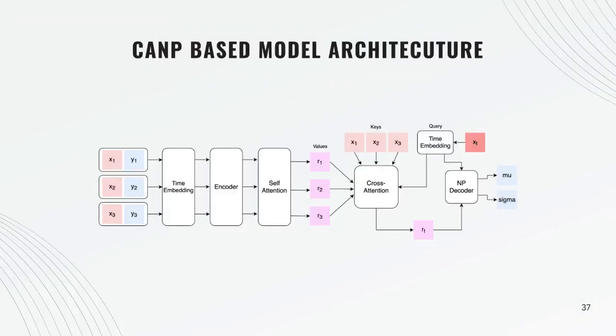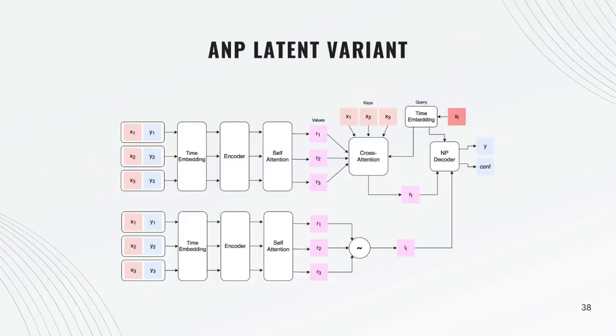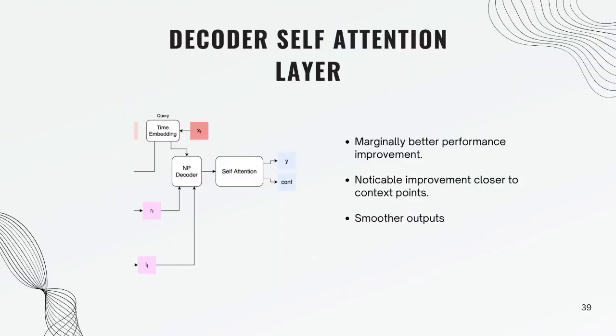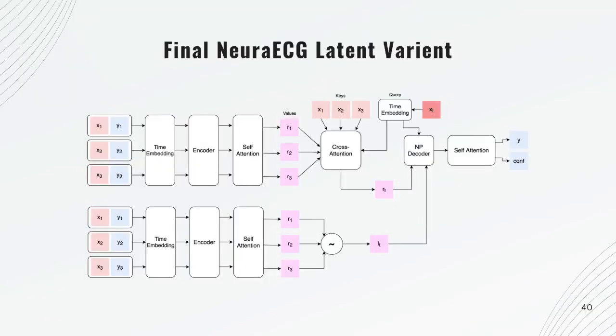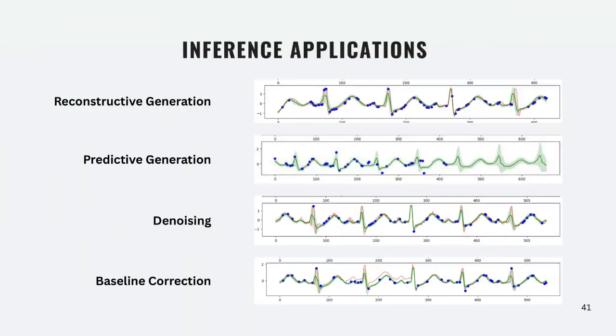Here's our CNP-based model adapted for ECG signals. Then we added latent variables for uncertainty modeling. Adding decoder self-attention further improved smoothness and accuracy, especially near context points. This is our final NeurECG model, combining all improvements into one architecture. We can apply it for reconstruction, prediction, denoising, and baseline correction of ECG signals.